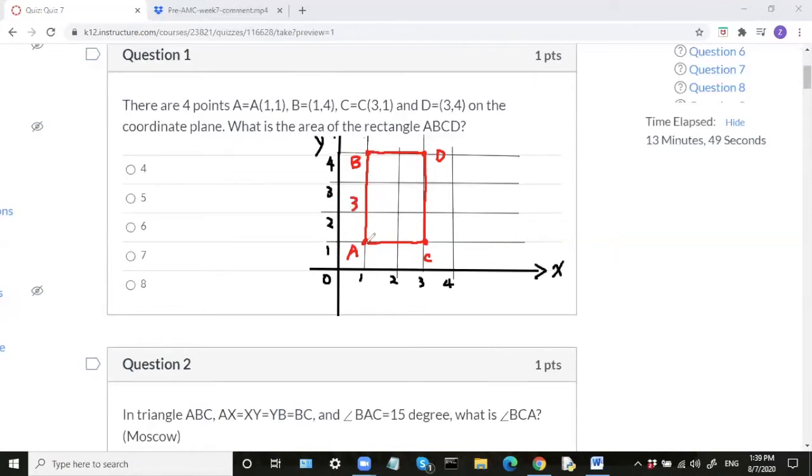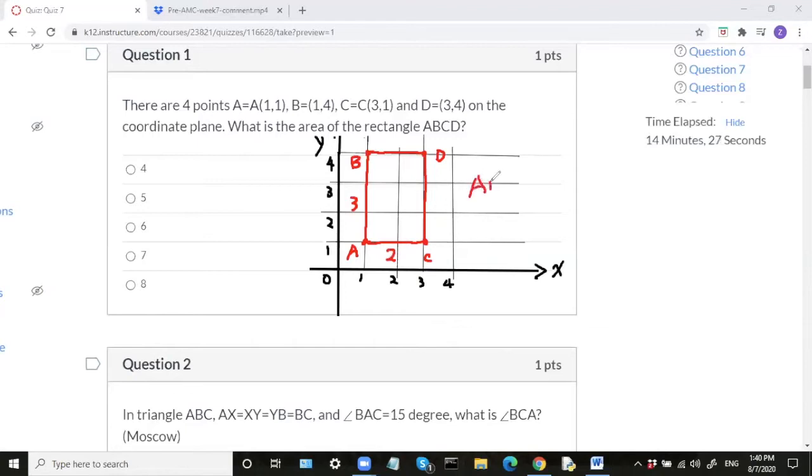Also, we can figure out the length of AC, because A and C have the same y coordinate, which is 1, and different x coordinates, which are 1 and 3 respectively. So AC is a horizontal line. The length of AC is just the difference of the x coordinates. Actually, we can count it here too. So 1, 2.